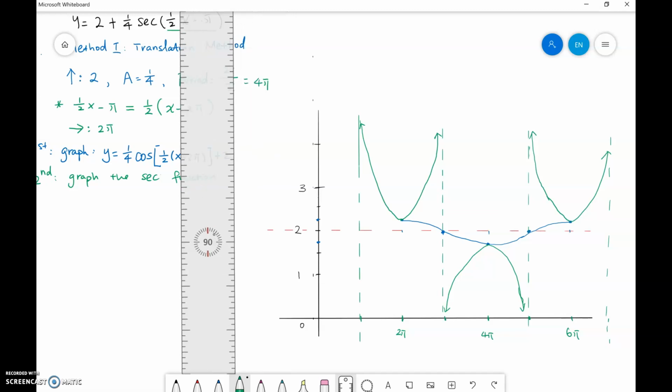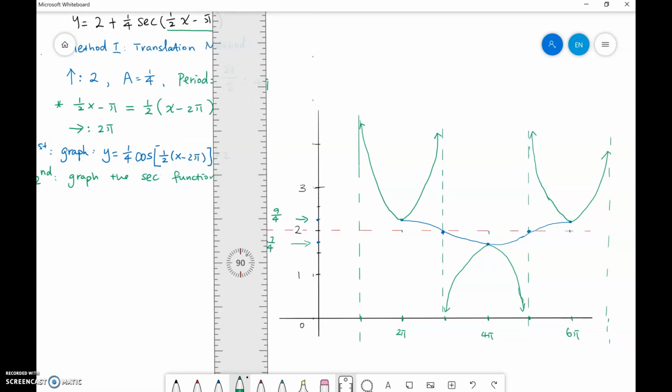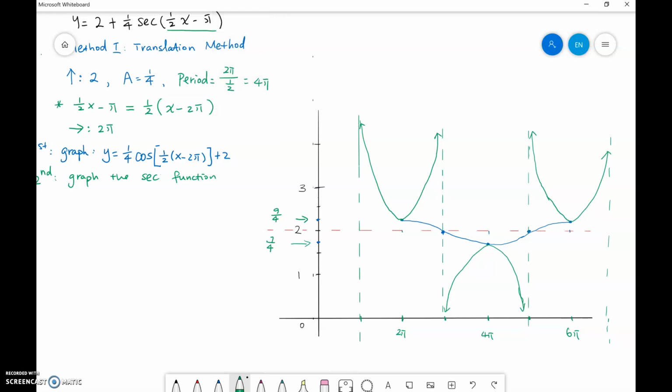It's 1/4, so it's really tiny. So this is approximately 1.75 or 7/4, and here is 9/4 or 2.25, depending on the form you like. I'm just doing approximately halfway between the 1 and 2, and then halfway between the new mark and the 2. So that is the 1/4 distance. Okay, so this is the way I use the translation method.